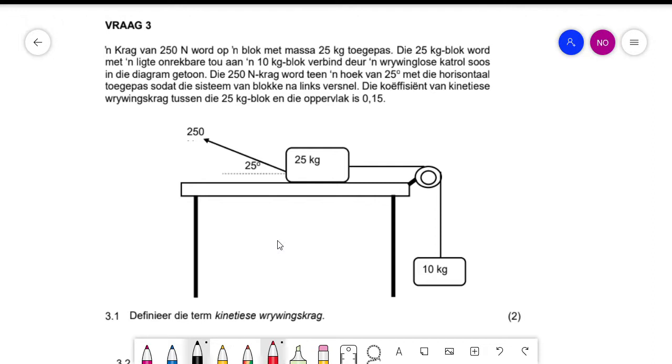So we have a force here of 250 Newton being applied on this block, and then this block is attached to the 10 kg block, but the rope doesn't have any friction.